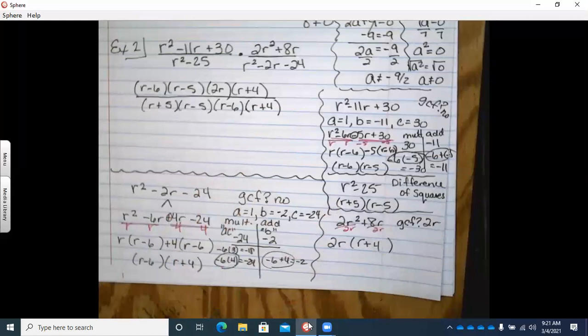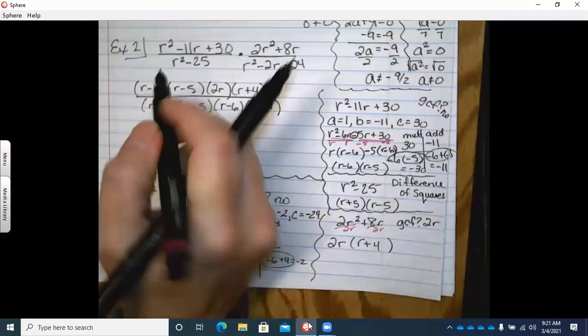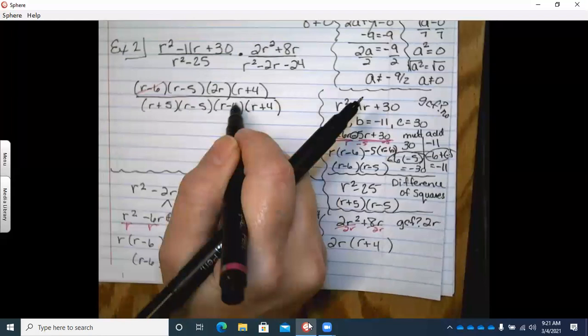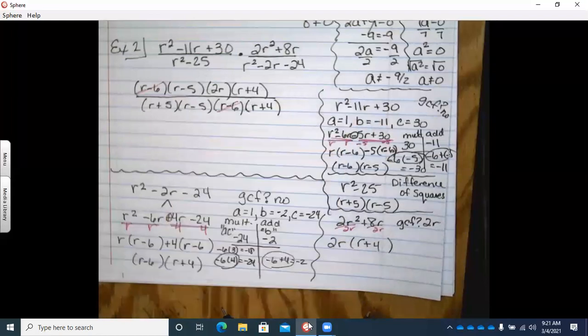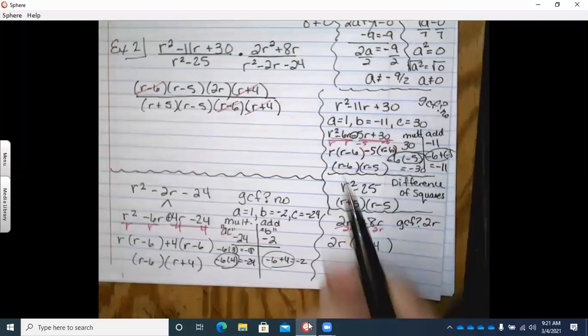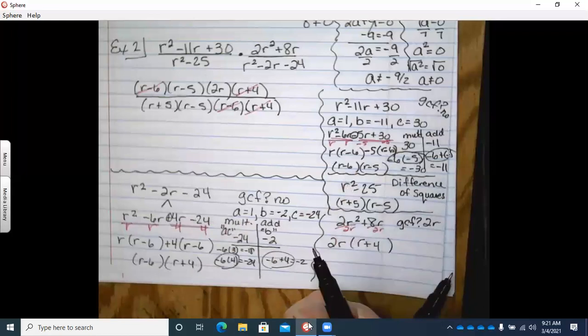You do not want to multiply all of this together until you've canceled any common factors. That was the whole point of factoring everything. All right, will anything cancel? All right, r minus 6 divided by r minus 6 is 1. We say it cancels. R plus 4 divided by r plus 4 is 1. We say it cancels. R minus 5 divided by r minus 5 cancels.